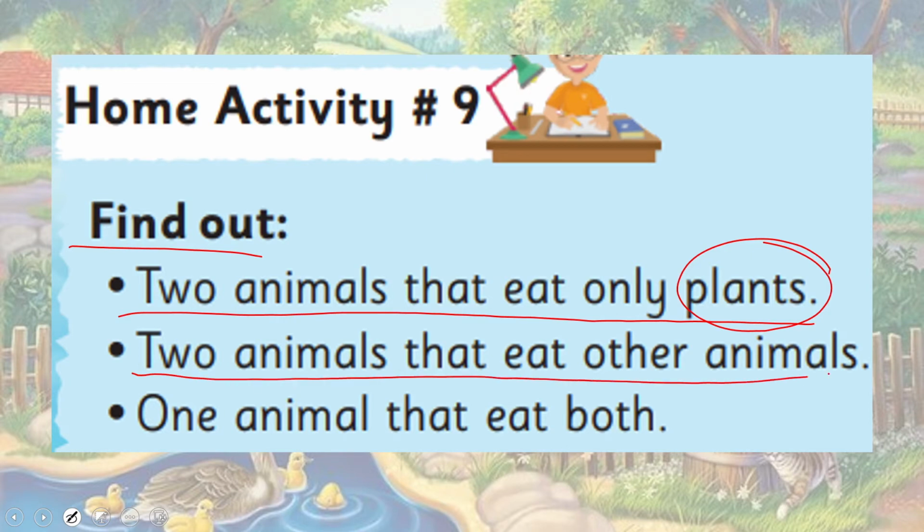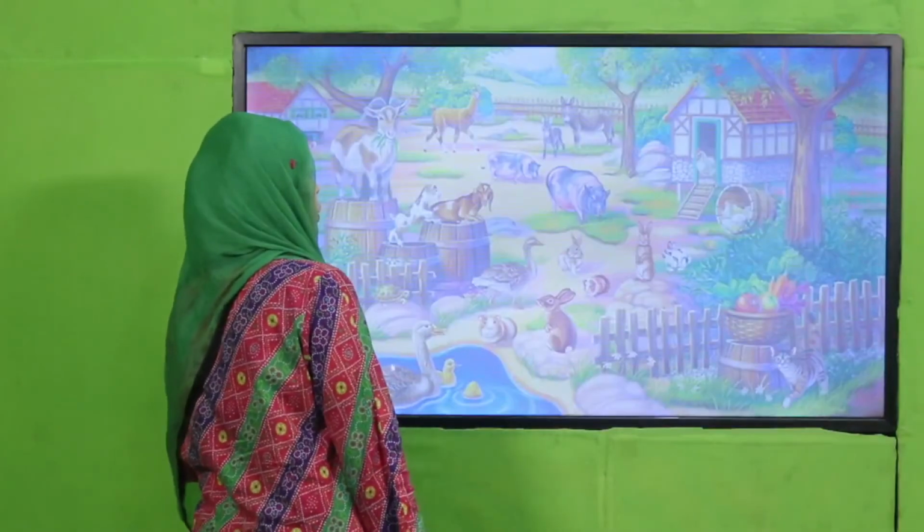2 animals that eat other animals. 2 ऐसे जानवरों के नाम लिखने हैं जो कि दूसरे जानवरों को खाते हैं या गोश्त खाते हैं. और किसी एक ऐसे जानवर का नाम लिखना है जो कि दोनों चीजों को खाता है, जो कि मीट भी खाता है और प्लांट्स भी खाता है. So goat and cow, lion and tiger, and fox. So this is how you will do it. Note down it in your notebook.